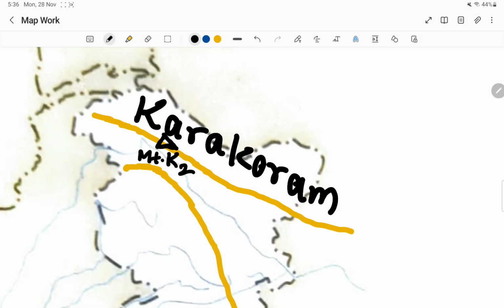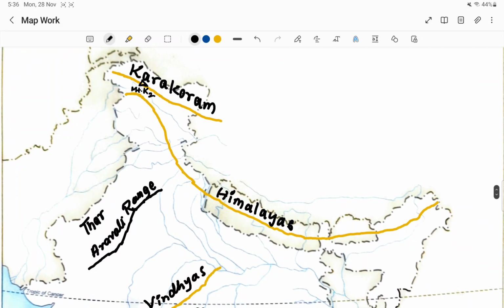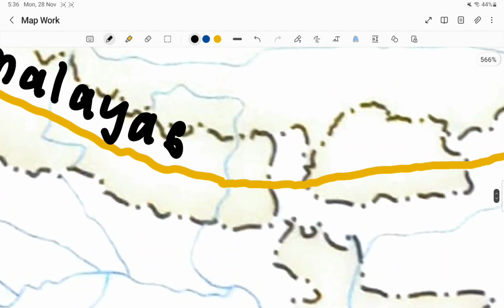Next is Mount Kanchenjunga. For that, we have to jump to the Himalayan range, and the trick for remembering it is that it lies just after the Nepal border, that is over here. This will be Mount Kanchenjunga.